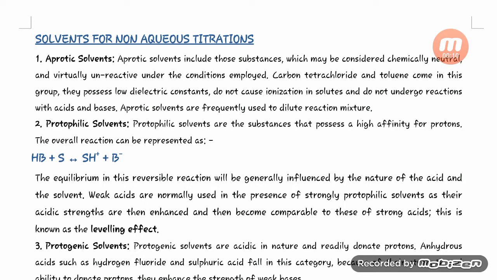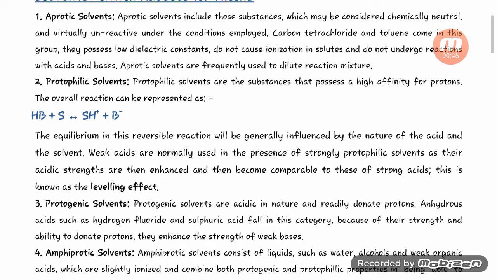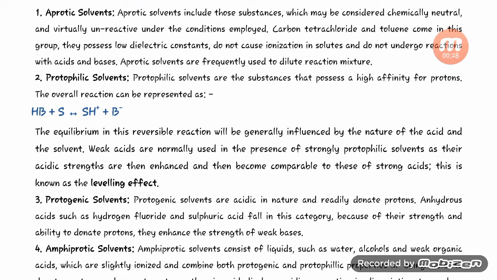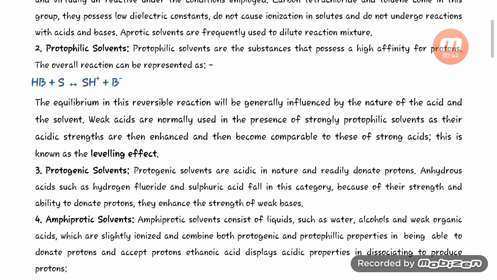Aprotic solvents include those substances which may be considered chemically neutral and virtually unreactive under the conditions employed. Carbon tetrachloride and toluene come in this group. They possess a low dielectric constant, do not cause ionization in solute, and do not undergo reaction with acid and base. Aprotic solvents are frequently used to dilute reaction mixtures.